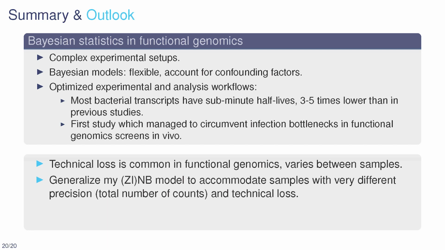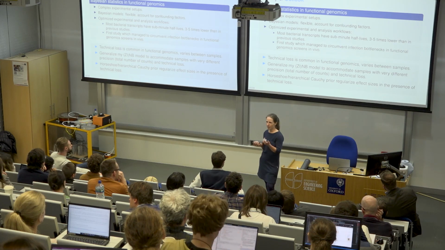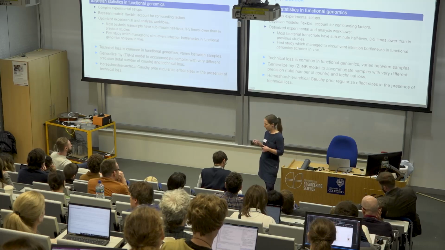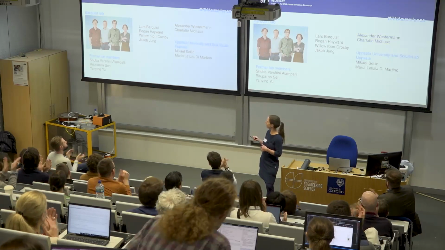Technical loss is something that's very common in functional genomics and it often varies between samples. So what I'm working on now is to generalize these models to apply them to different problems where you have this kind of technical loss. And for this, I also want to explore the horseshoe and the Cauchy prior because it's very useful, especially for sparse data.